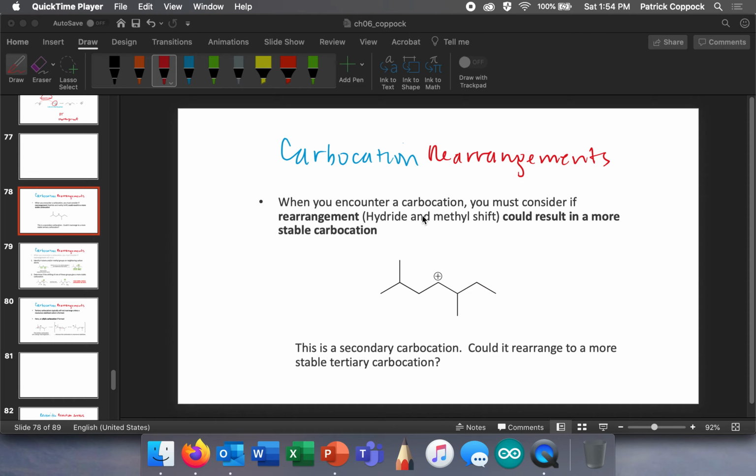So when you encounter a carbocation, you have to consider if a rearrangement is possible. If a rearrangement is possible, then we have to consider, can it result in a more stable carbocation, right? So let's look at what we have here.